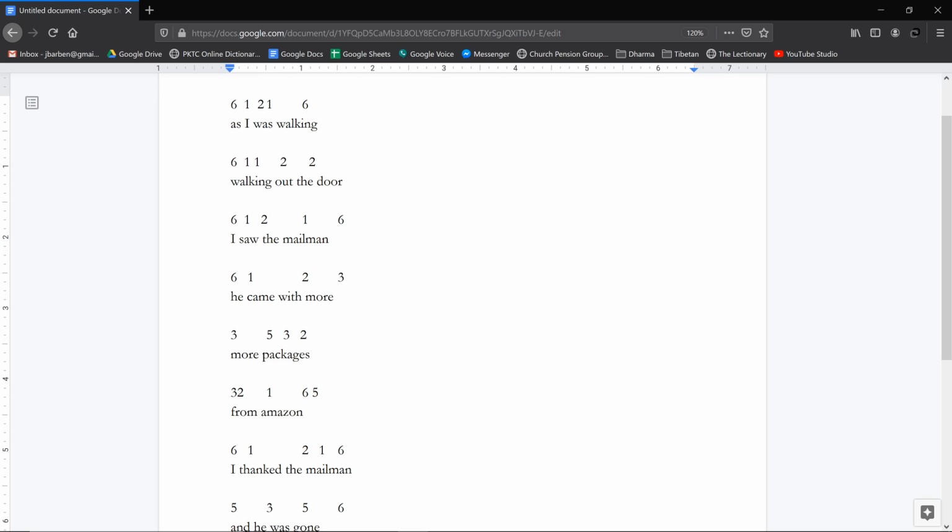So you can see I wrote this little thing, 6, 1, 2, 1, 6. And then I did something a little bit different: 6, 1, 2, 2. And then I repeated the first thing, 6, 1, 2, 1, 6. And then something a little different: 6, 1, 2, 3. Now, having repeated a couple times, I wanted to do something new and give it a little bit of energy, so I went a little bit higher: 3, 5, 3, 2, 3, 2, 1, 6, 5.